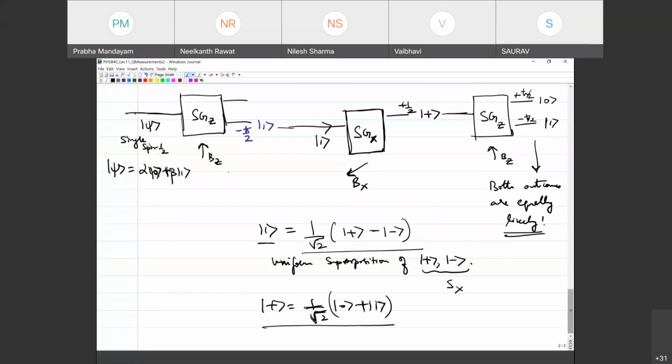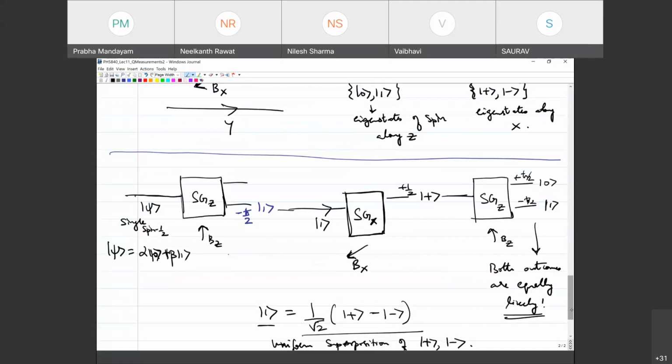So what has happened? We started with a state with a completely random spin value, in the sense that you really couldn't say what the spin value is until you did the experiment.